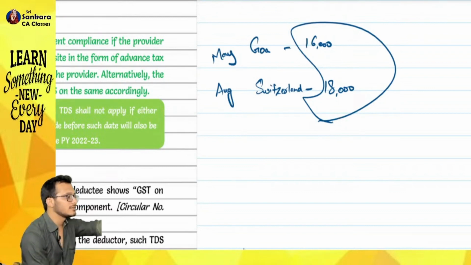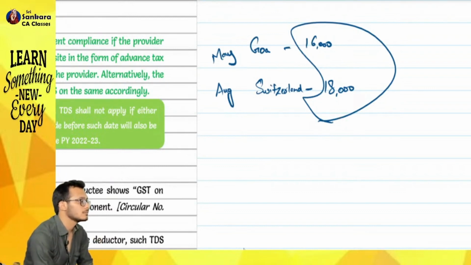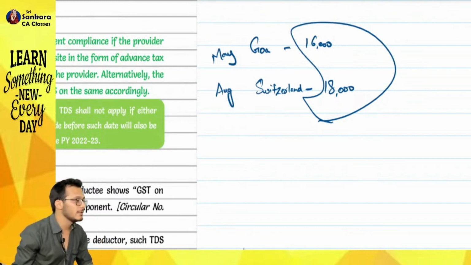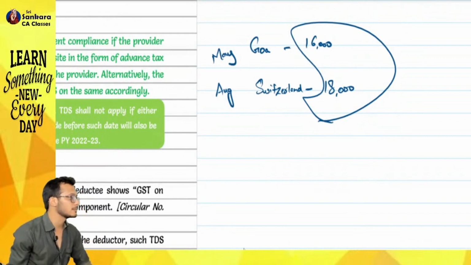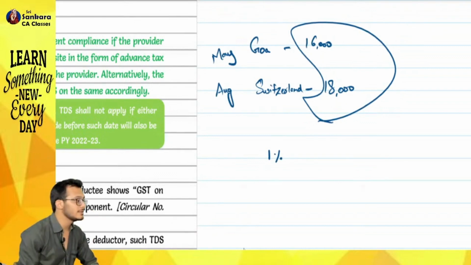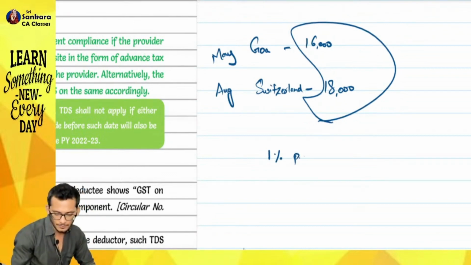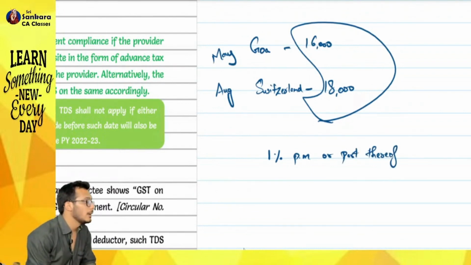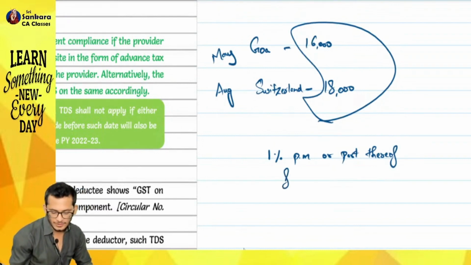Rahul, I did not deduct at all. What will you do? You will disallow. But the TDS provisions also say I will levy something called interest. If you failed to deduct TDS, I will levy interest at the rate of 1% per month or part thereof, from the date on which you were supposed to deduct TDS.